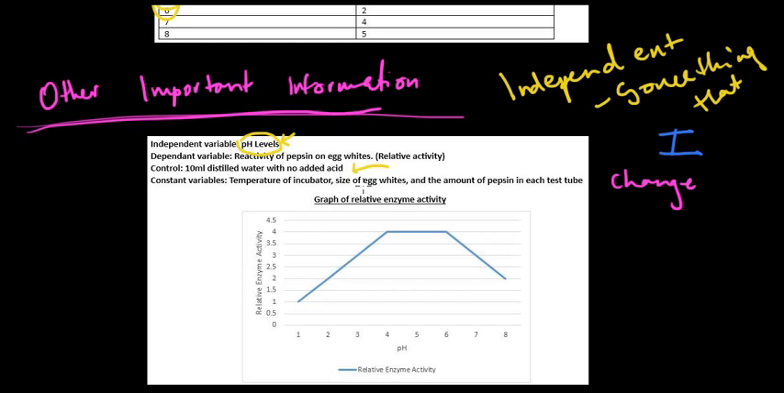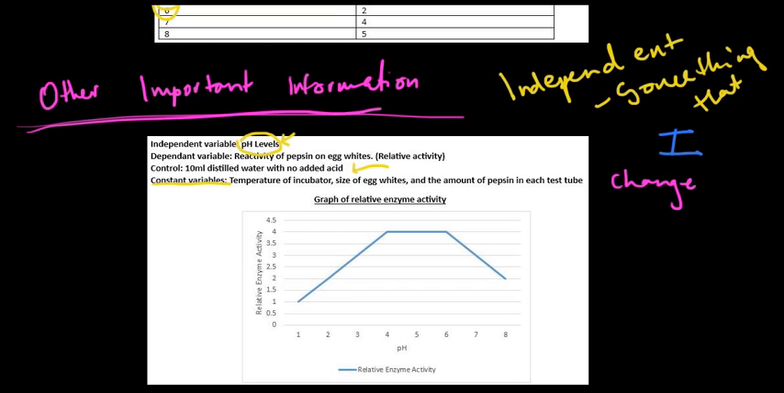Lastly, we have the constant variables, which means we never changed these variables. They stayed the same throughout the entire experiment. We had the temperature of the incubator, the size of the egg whites, and the amount of pepsin in each test tube.